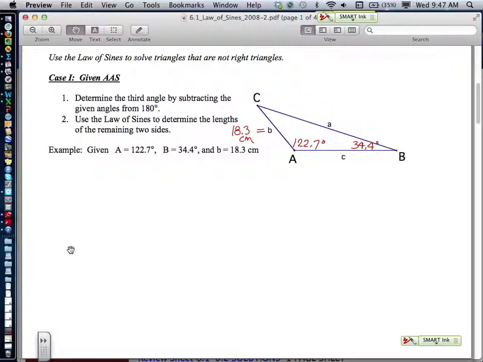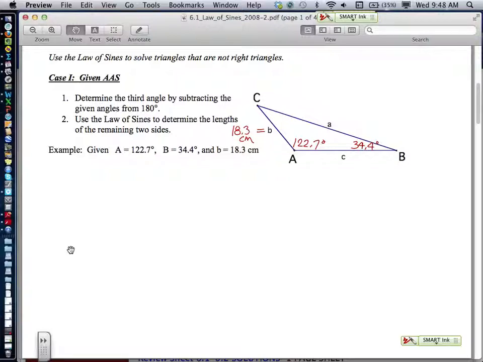Now, when you look at the way these triangles are drawn, I drew this one sort of to scale. I mean, at least the 122.7 looks like an obtuse triangle. You may see problems in your textbook or on the test where the triangles aren't necessarily drawn to scale at all, but they're just used as a schematic to help you have something to label and visualize which sides are opposite the angles. Okay, so this one looks roughly like the correct angles and measures.